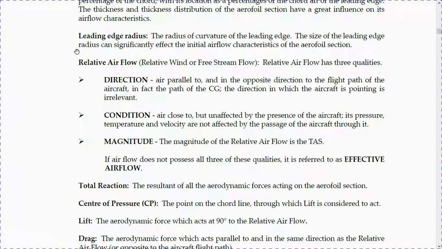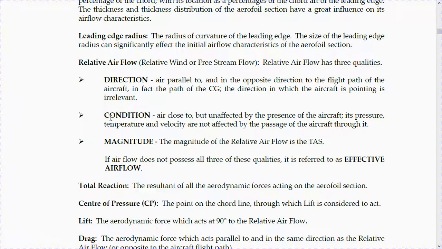Air parallel to and in the opposite direction of the flight path of the aircraft. In fact, the path of the center of gravity. The direction in which the aircraft is pointing is irrelevant. This is very important. So the air is parallel to and in the opposite direction of the flight path of the aircraft, the path that the aircraft is following. The aircraft can be pointing up, but still this path could be straight and level, for example.